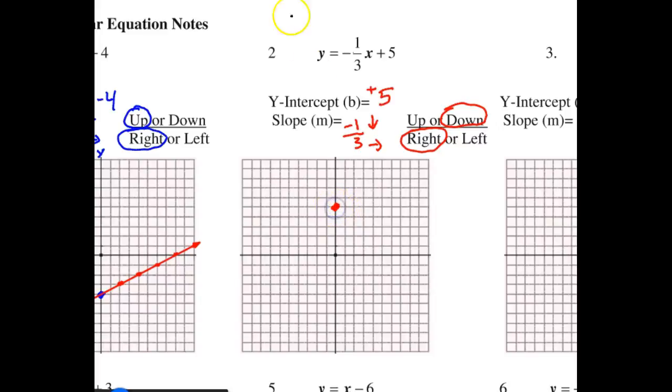There we go. And now we're going to go down 1 to the right 3. Down 1, right 3. Do it several times. We could also switch it around and put the negative on the bottom, which would be up 1, left 3. So we could also go up 1, left 3. And that'll give you the same line. So use a straight edge.